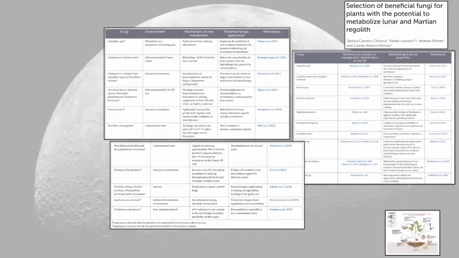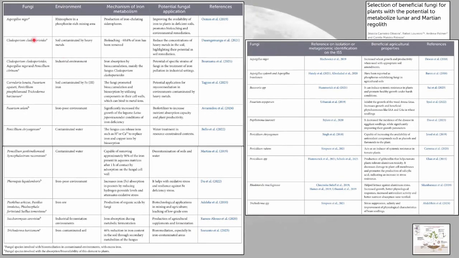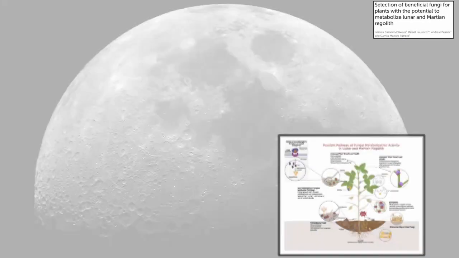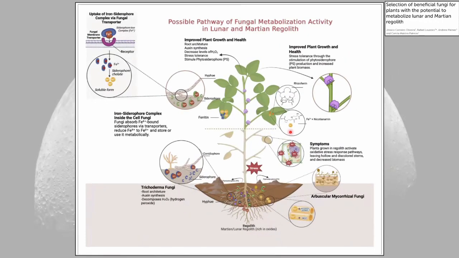All right, so some useful tables here, the different fungi they looked at and their different mechanisms, even the fungi that they found on or looked through on the ISS. And a fun little picture here of possible pathways for fungal metabolization.